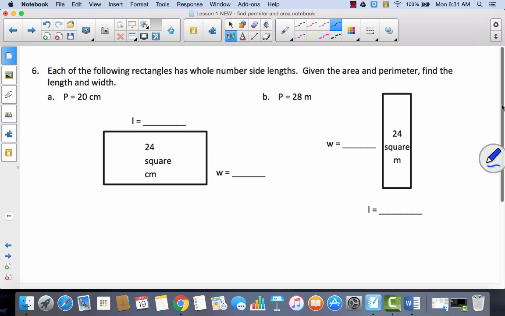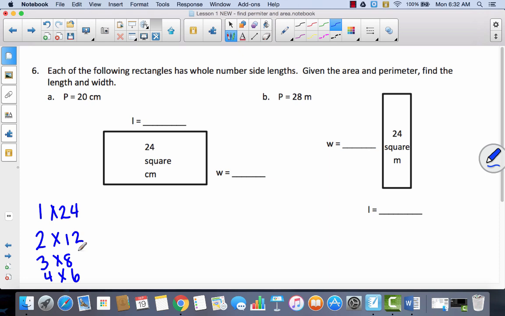So the first thing I'm going to think to myself is what times what equals 24? Well, I know 1 times 24 equals 24. I know 2 times 12 equals 24. What about 3 times 8? And 4 times 6. Now, these are called the factors of 24, and you'll talk about these pretty soon in a couple of lessons down the road, but these are all numbers that when they multiply together, they equal 24.